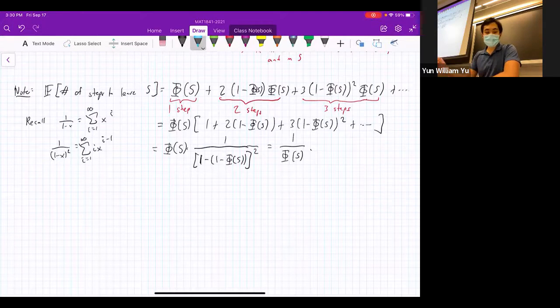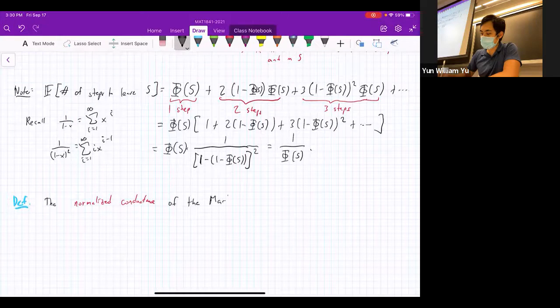Okay, so now the next thing we're going to do is this is just the conductance of a specific subset, right? So given a subset and its complement, how long does it take to go between the two? Now, if we want to talk about the Markov chain as a whole, well, maybe you need to look at the conductance of the Markov chain as a whole. And we're going to do that. And so let's define the normalized conductance of the Markov chain. And we're just going to denote it as capital phi without the of s.